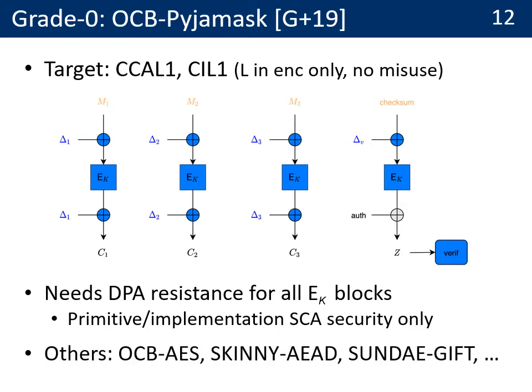Other ciphers provide the same type of guarantees. OCB AES is interesting to mention because it recalls something that we do not cover, namely the fact that certain ciphers, like Pyjamask, are going to be easier to protect with implementation level countermeasures like masking than other ciphers, for example the AES.